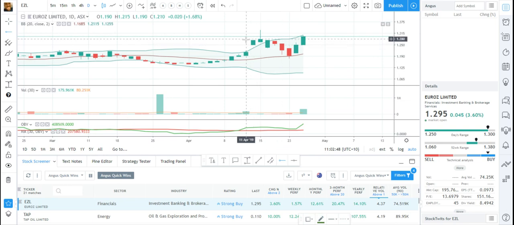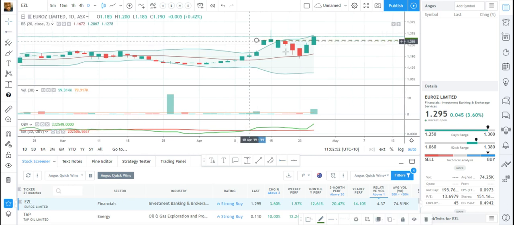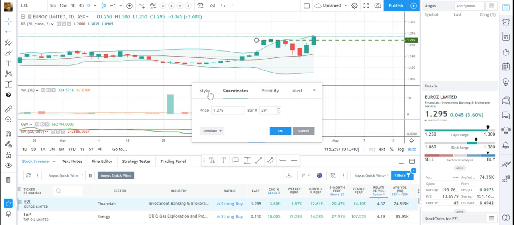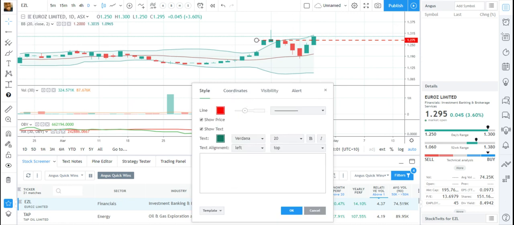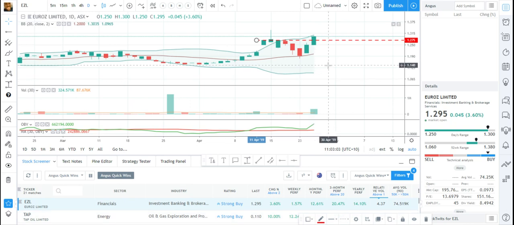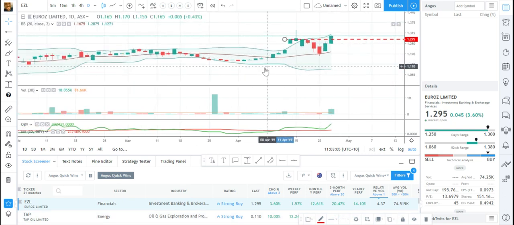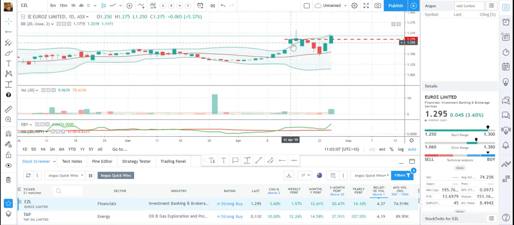there's obviously some sort of point of resistance around here. It's tried to break through that a few times. I'll make him red because red's bad, so red's resistance. You can see the stock's gone up, touched it, hasn't made it through, broke out the next day, but then came back down, tried again, didn't make it through, tried again, didn't make it through. It had a bit of a retrace, and now it's starting to go back up.